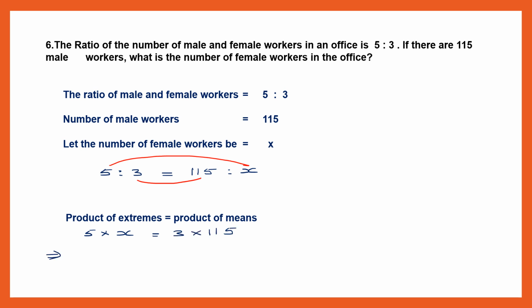Now if we have to find only x, then we say 3 into 115 divided by 5. Now we can cancel. 5 ones are 5. Here 5 twos are 10 and 3 here. 5 threes are 15. Now we just have to multiply this. That is x equals 3 into 23. So x is equal to 3 into 23, 3 threes are 9 and we have 3 twos are 6, 69. That means the number of female workers in the office is 69.